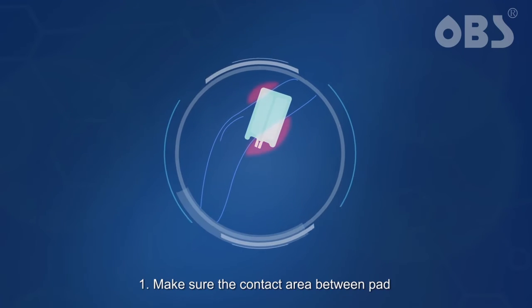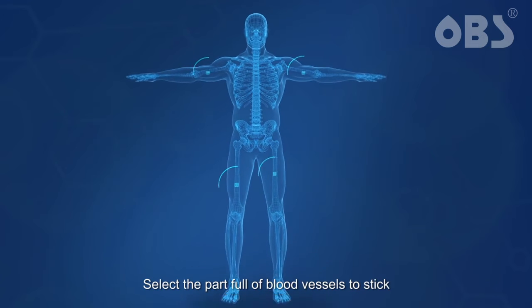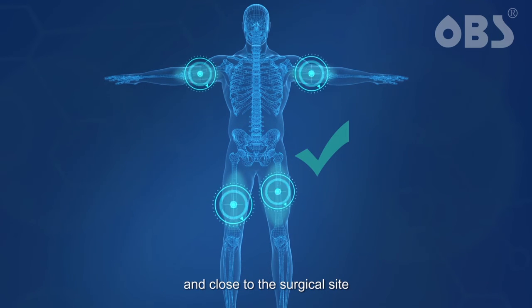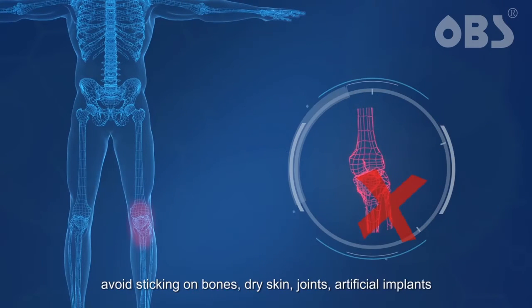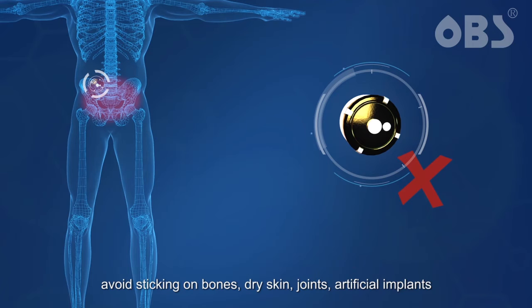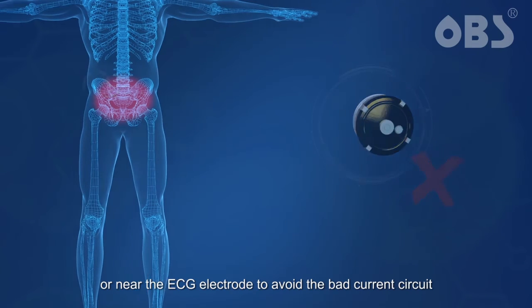1. Make sure the contact area between the pad and the patient's skin is large enough. Select a part full of blood vessels, close to the surgical site, recommended at the upper arm and thigh near the artery. Avoid sticking on bones, dry skin, joints, artificial implants, or near the ECG electrode to avoid a bad current circuit.